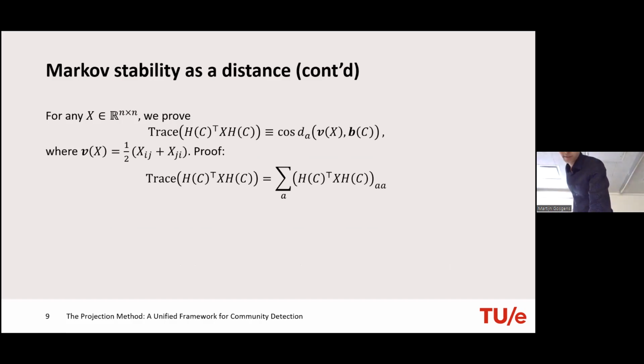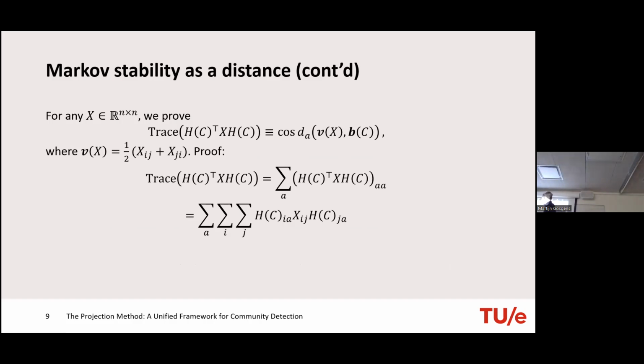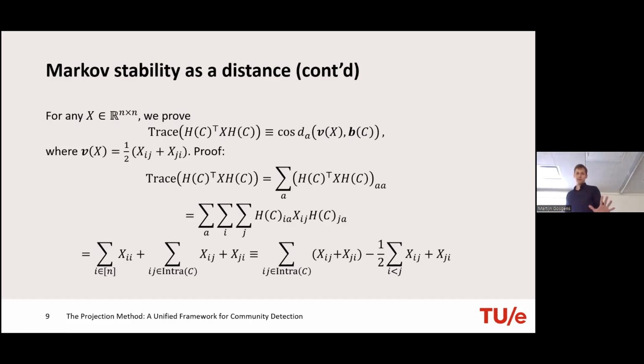So the way that we prove it is we just write this trace as a sum. The trace is the sum of all the diagonal entries over here. And then we compute these diagonal entries by doing this double sum. And so then you get x_ij, but it's multiplied with these entries of the indicator matrix. And the product of these indicator matrices is only one if they are both in the same community. So this is 0 if i and j are in different communities. So what we are left with is only the contributions of the terms that are in the same community.